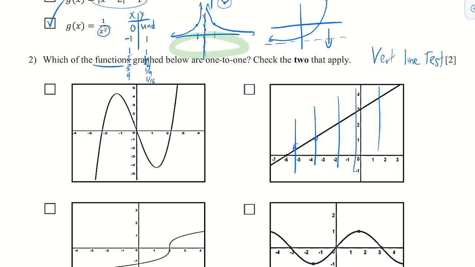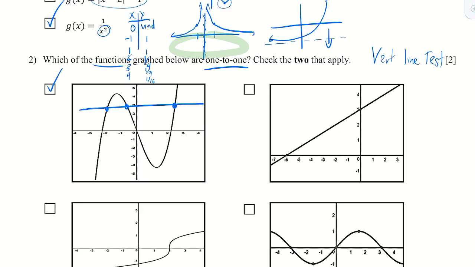But if it hits it twice, then it is considered to be not a function. So all of these are actually all functions. But whether something is actually going to be 1 to 1, meaning that the inverse is going to be a function, means it passes the horizontal line test. The horizontal line test works the same way, but you'll notice right here that it hits it at 3 points. If it hits it at more than 1 point, then it is considered to be not 1 to 1.